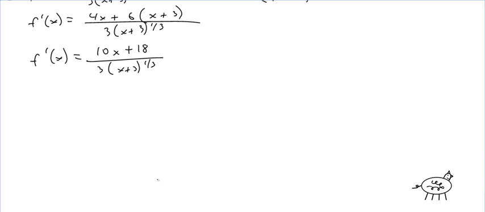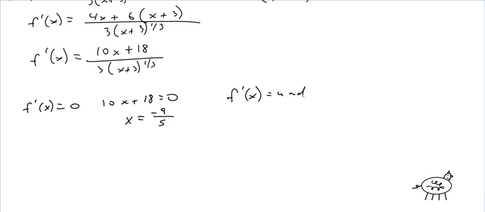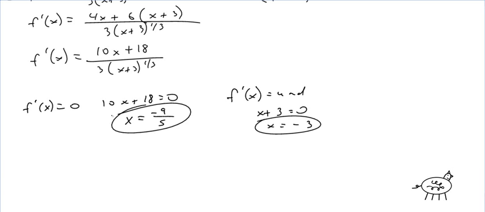Let's do the 0 first. Let's write that out here. f prime of x equals 0. That's going to be 10x plus 18 equals 0. That's the top, right? When the top is 0, the whole thing is 0. So we solve for x, and we get x is equal to negative 9/5. And then we have f prime of x equals undefined. Okay, and that's just the bottom equals 0, right? So it's x plus 3 equals 0. So x equals negative 3. All right, so let's do our interval testing.